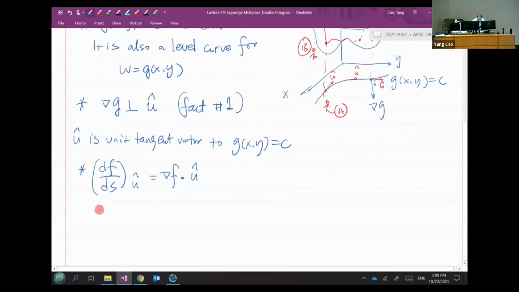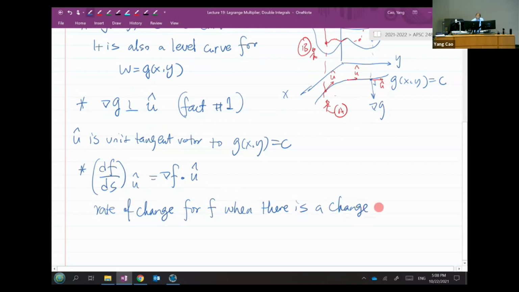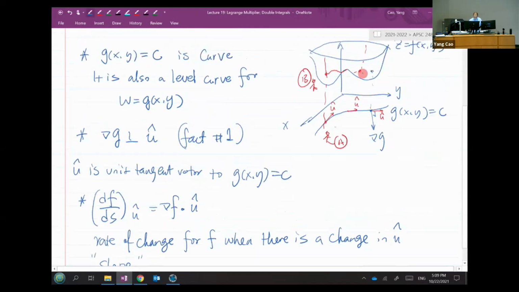So what this does, if you recall, is basically give you the rate of change for the function f when there is a change in u hat direction. It's a slope concept, right? It's a slope. And what's the slope? The slope for a certain location of a certain curve.